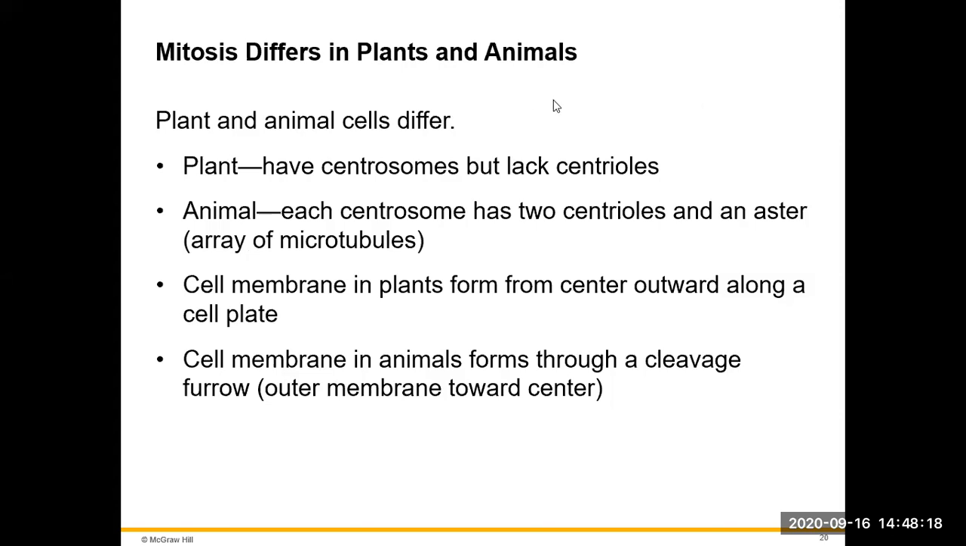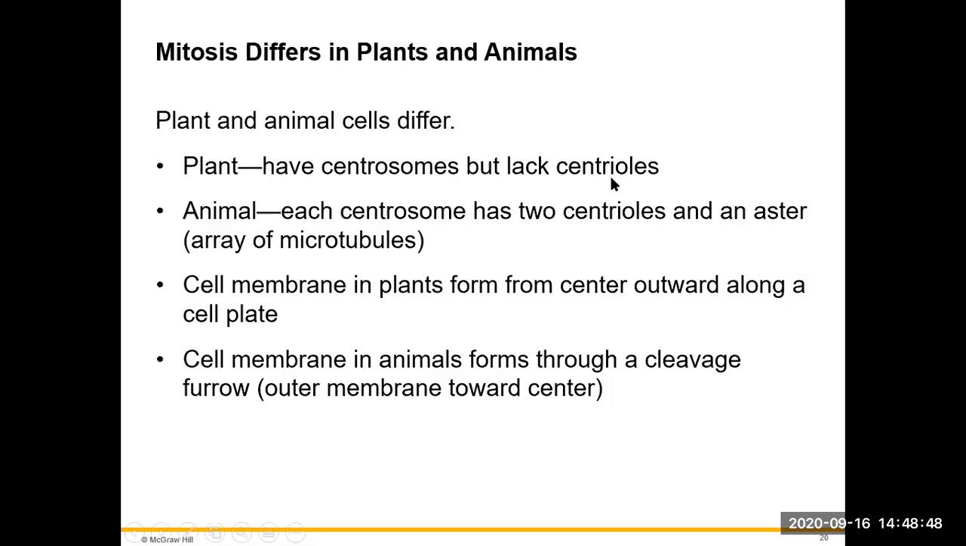Mitosis differs in plants and animals. It's obvious that plant and animal cells differ. We covered this concept in our previous Zoom recording. Plants have centrosomes, but they lack centrioles. This is a confusing part. The centrosomes are the microtubule organizing center. Plants might not need the centrioles.